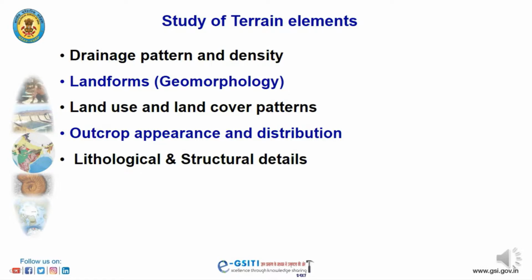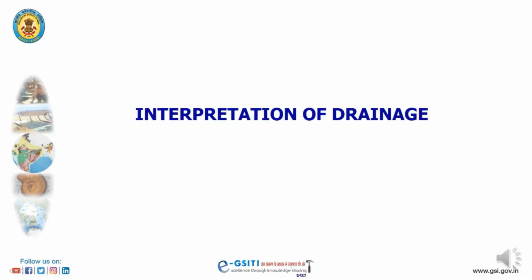Through satellite imagery, we can understand the drainage pattern and its density, landform or geomorphological features, land use and land cover pattern, outcrop appearance and distribution, and lithological and structural details. Let's start with interpretation of drainage.